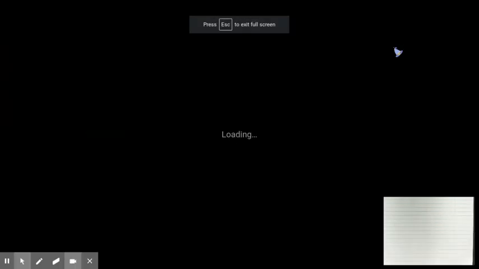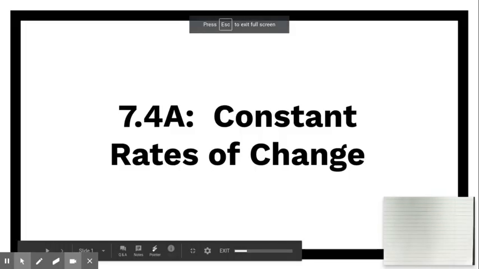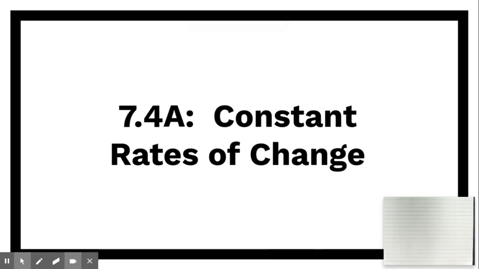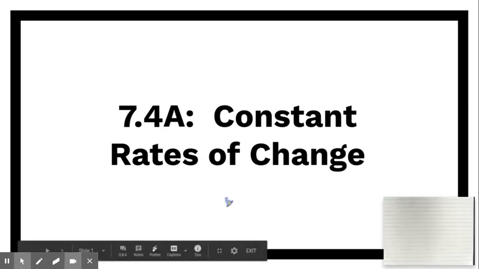Okay, guys, so we are starting a brand new unit today. It's unit 3. And we're starting with constant rates of change first, okay? So a lot of proportionality and rates and unit rates and stuff, okay? So you can hear a lot of words and they all mean the same thing.